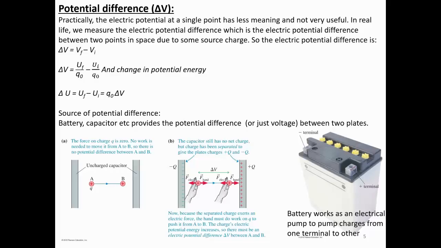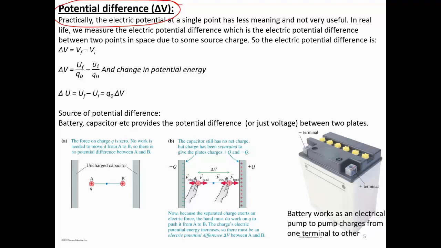In reality, however, in real life, we don't actually measure the electric potential due to a single charge. So absolute electric potential has no practical meaning. In reality, we measure potential difference. We consider one point as reference, so we measure the potential difference between two points. That has more practical meaning.